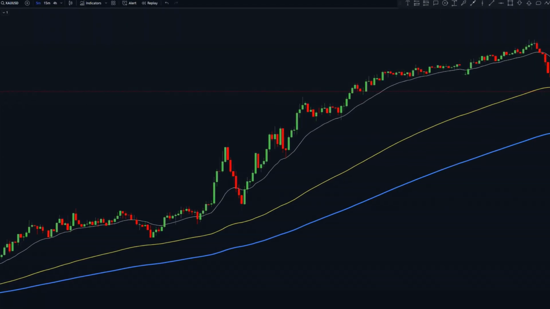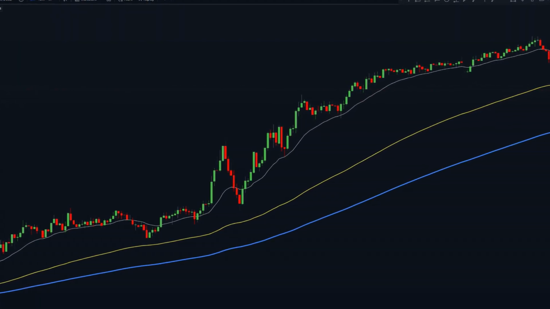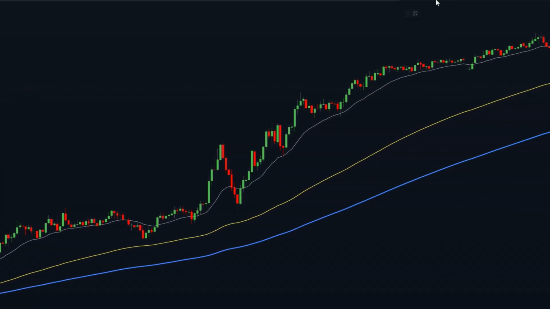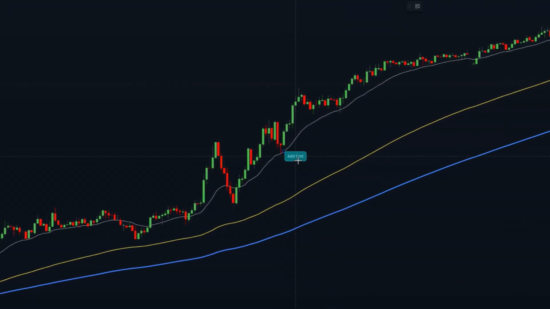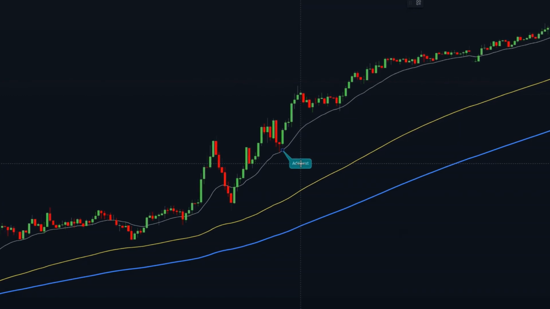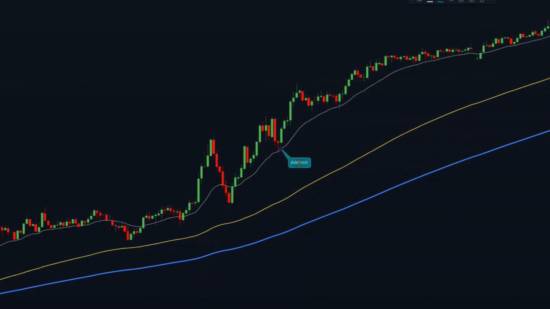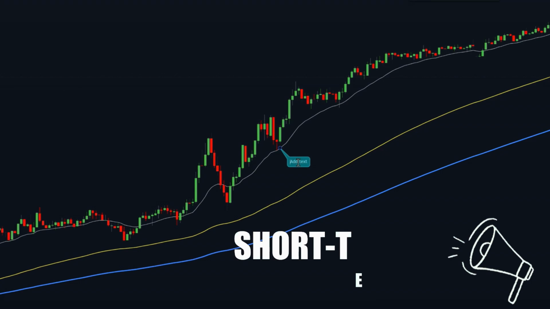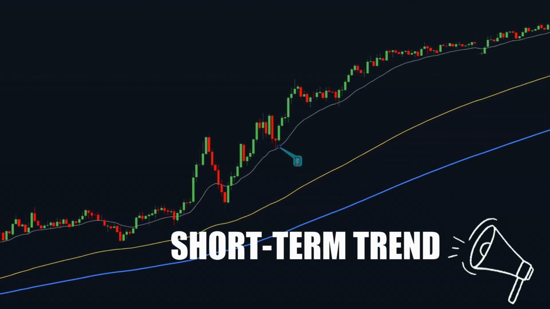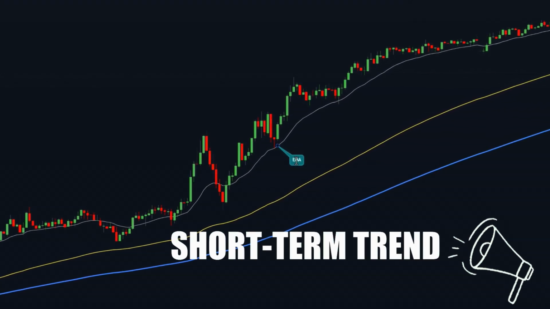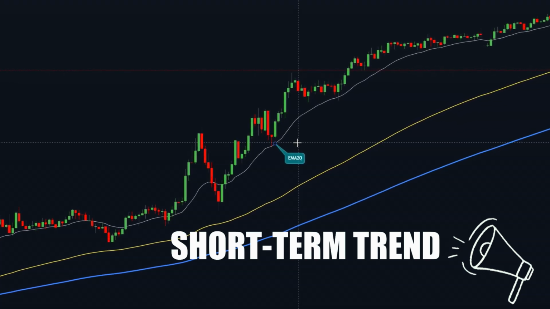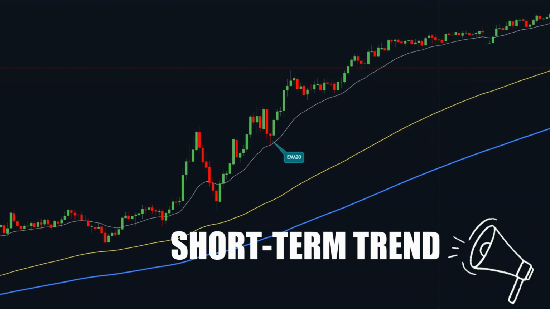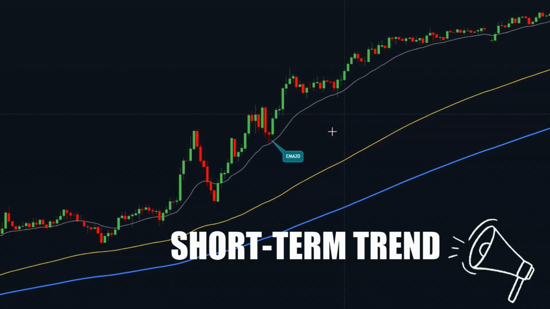The 10 and 1 different moving averages indicator is a great tool for identifying the direction of the trend. By using different periods for EMAs, you can get a clear picture of the short-term, mid-term, and long-term trends. The 20 EMA represents the short-term trend. When the price is above the 20 EMA, it indicates that the market is in an upward trend in the short term. Conversely, if the price is below the 20 EMA, it suggests a downward trend in the short term.